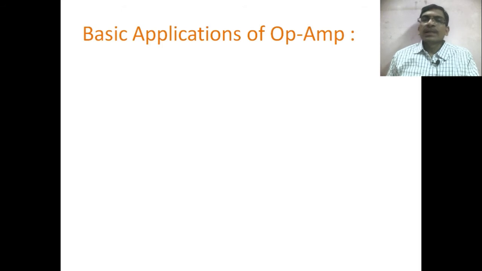So what is an operational amplifier? First of all, the operational amplifier is a high gain differential amplifier, which is used to amplify the DC signals as well as the AC signals.